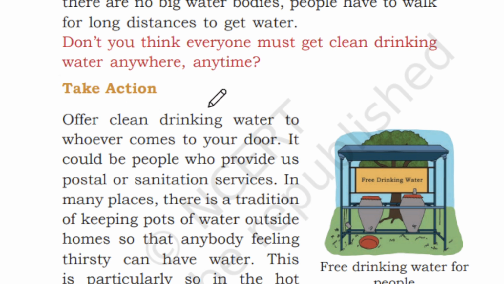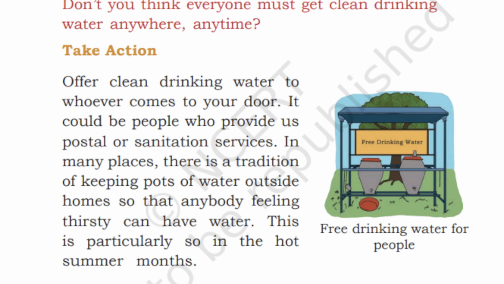So, offer clean drinking water to whoever comes to your door. It could be people who provide us postal or sanitation services. In many places, there is a tradition of keeping pots of water outside homes so that anybody feeling thirsty can have it. This is particularly so in the hot summer months. Yes, it is very important. So, whenever we go outside in summer, if we are not having water but we are feeling thirsty, what do we have to do? We can knock on any door and we can ask for water.